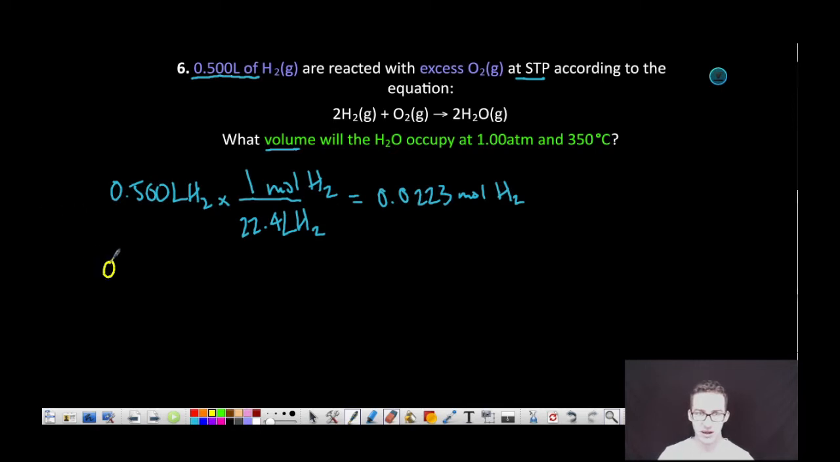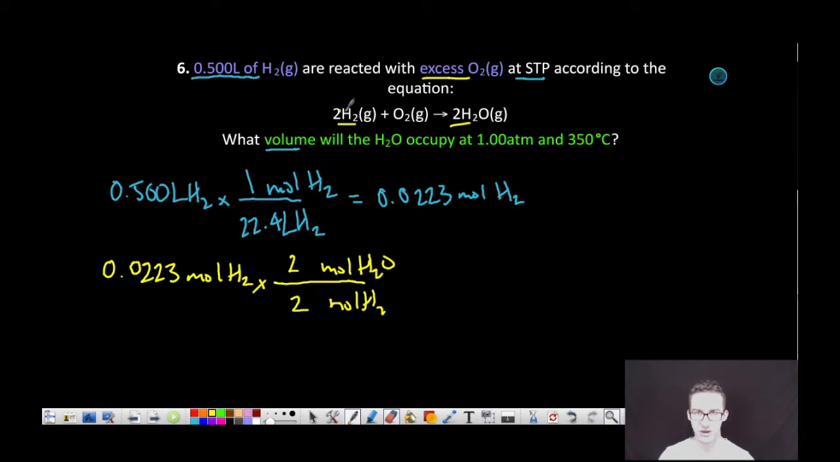So first thing, we need to figure out how much water vapor will form from this 0.0223 moles of hydrogen, again given excess oxygen. So this is just going to be a quick conversion from moles of hydrogen to moles of H2O. That relationship is a 2-to-2 relationship or 1-to-1, but I always like to write it in exactly as I see it in the balanced chemical equation, which means that we're also going to have 0.0223 moles of water vapor that is formed.